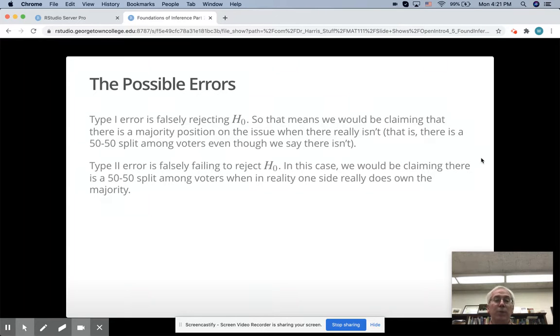Whereas type 2 would be failing to reject the null hypothesis when we should. And so in this case, we would be claiming that 50-50 is a reasonable place where the state is, even though there really is a majority one side or the other. You'll get your chance to look at type 1 and type 2 error in exercises coming up.